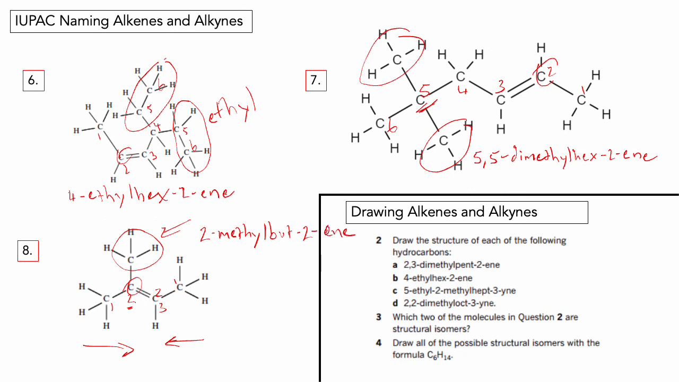Now, if these ones on this page were all alkenes, the only thing that would be different if it was an alkyne is this would be a triple bond, for instance, or this would be a triple bond for number 7, and it would just be 5,5-dimethylhex-2-yne. That's the only difference there. So if you can name these alkenes, then the only difference if they were alkynes is you would finish these names with yne rather than ene. So that's pretty straightforward. So that's naming alkanes and alkenes.